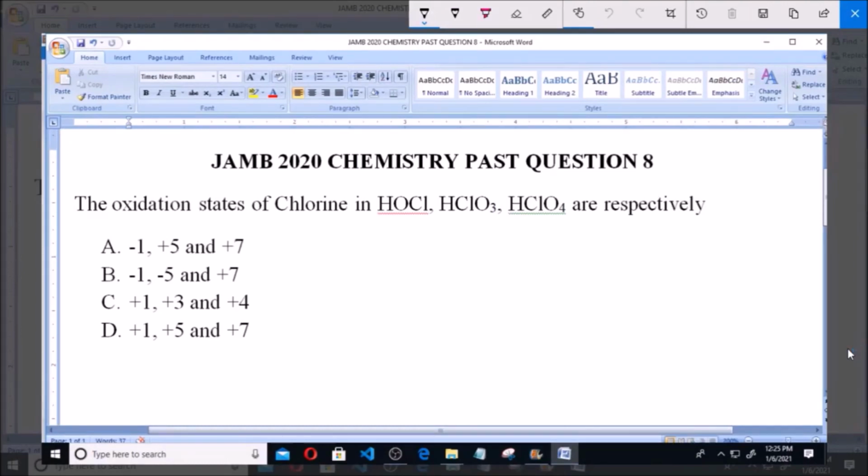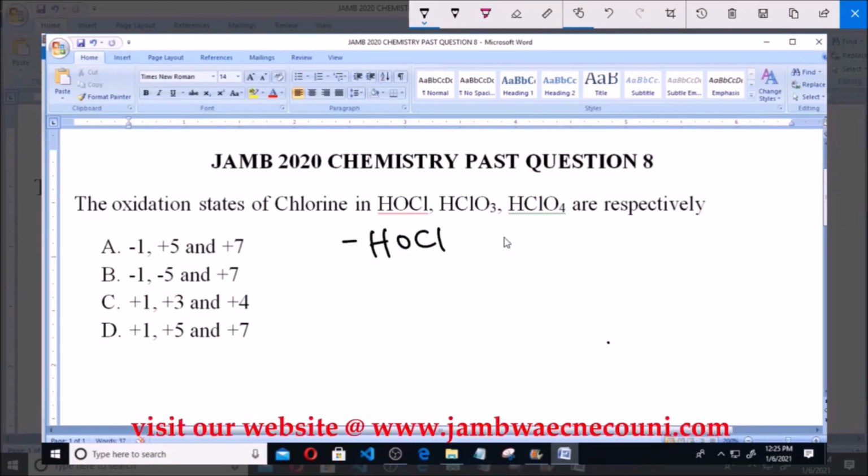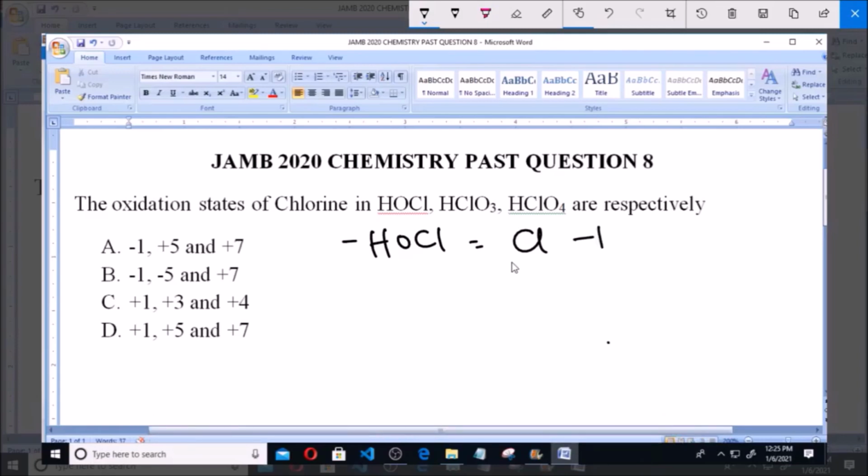The oxidation states of chlorine in HOCl, HClO3 and HClO4 are respectively dash. So we are asked to find the oxidation state of chlorine in each of the following compounds. In the first compound, which is HOCl, the oxidation state of chlorine here would definitely be -1. That's the oxidation state of chlorine.